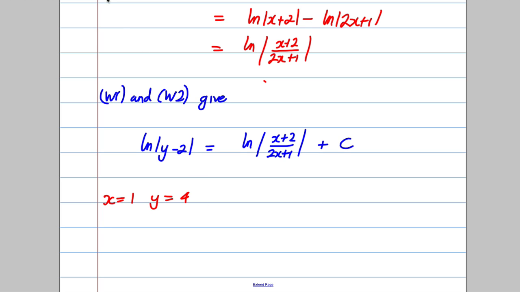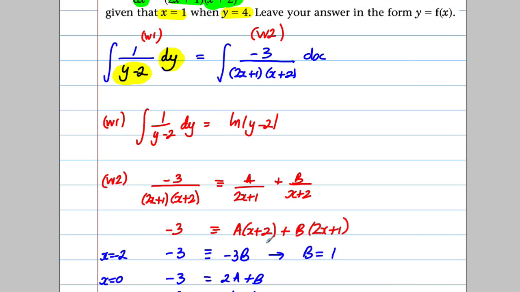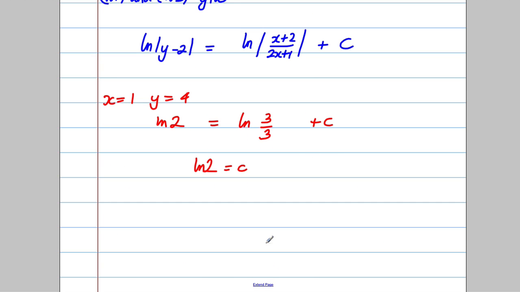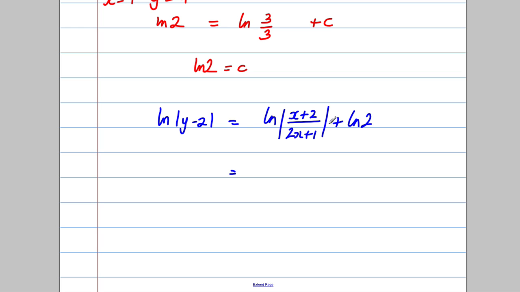So let's do that. So we'd have the natural logarithm of 4 take away 2, which is 2, would be equal to the natural logarithm of 1 + 2, which is 3, over 2 + 1, which is 3, plus c. Now this is going to be 0 because that's natural logarithm 1, so c is going to equal ln 2. Okay, so what did it ask us for? It asked us to give our answer in the form y is equal to f(x). So what we've got is ln(y - 2) is equal to ln((x + 2)/(2x + 1)) plus ln 2. We could combine these lns, that would be the best thing to do here.